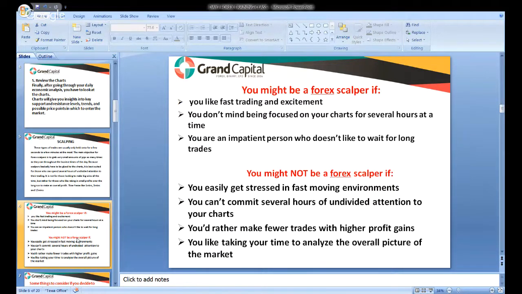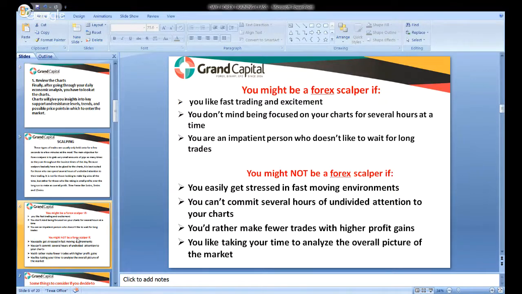So you might not be focusing on charts for several hours at a time. You don't mind focusing for several hours at a time, it means that you have already made up your mind to spend much time watching the charts all the time, because as a scalper you must have enough time to be on the system. You are an impatient person.